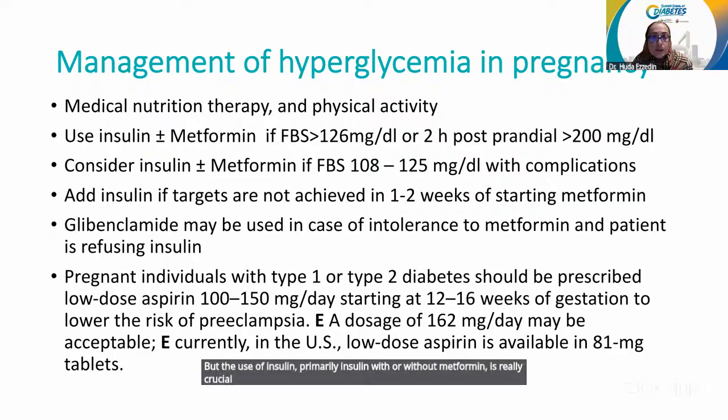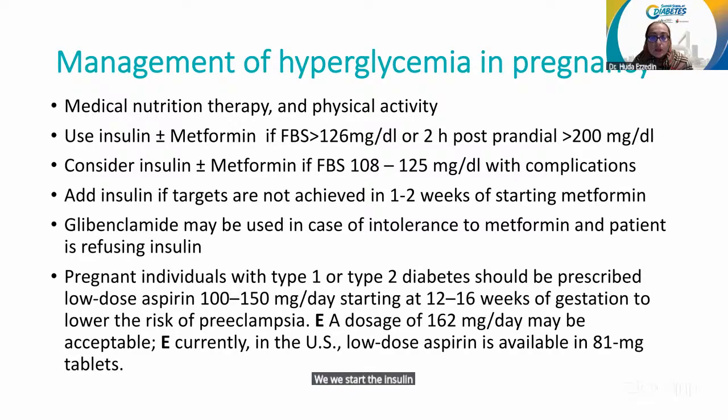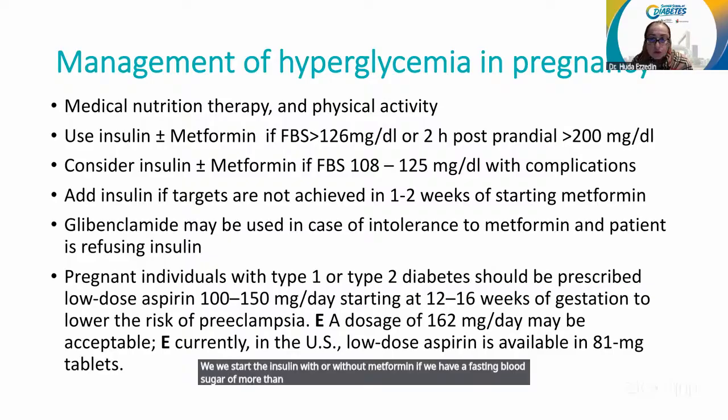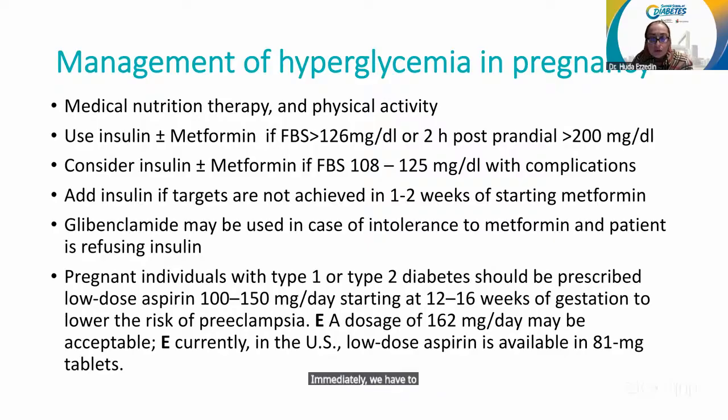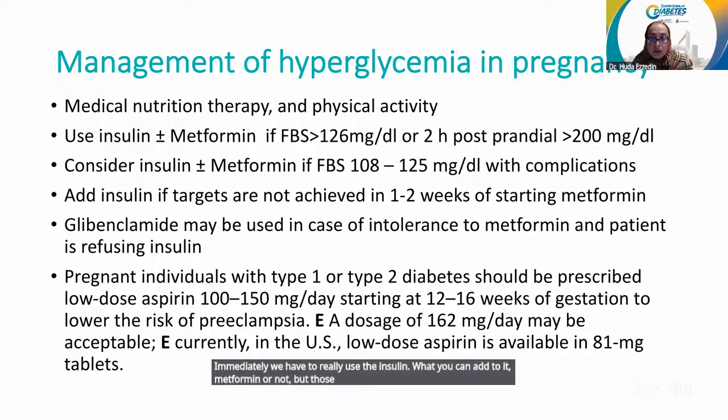So we start the insulin, with or without metformin, if we have a fasting blood sugar of more than 126 or a 2-hour postprandial more than 200. So this is diabetes range. Once we have a pregnant woman with these figures, immediately we have to use the insulin. You can add metformin to it or not, but those are diabetes ranges, and we don't want to take chances.